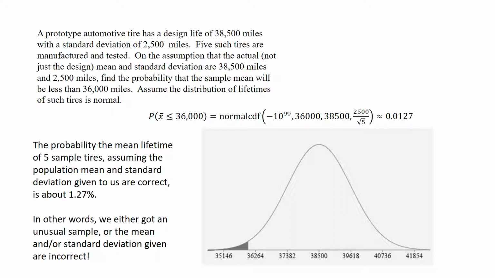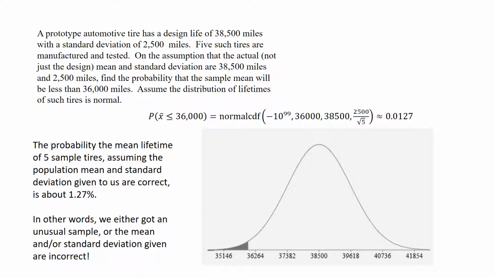So normal CDF, the lowest value we type in is something ridiculously low, so negative 10 to the 99. If you want to, you can also use 0 because a tire can't have less than 0 miles on it before it dies. It really doesn't matter. Your answers aren't going to be that different from each other. So our lower bound to the left forever, or 0. Our upper bound, that would be the 36,000 miles. That's the longest average lifespan that we want to consider. And then our mean, 38,500.